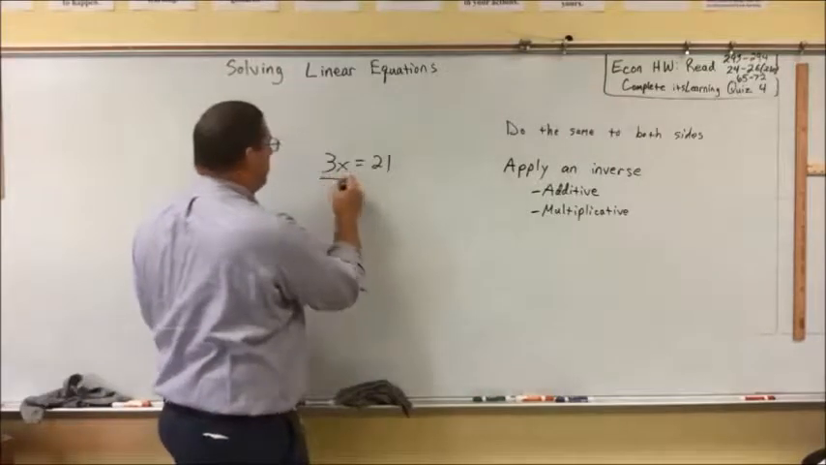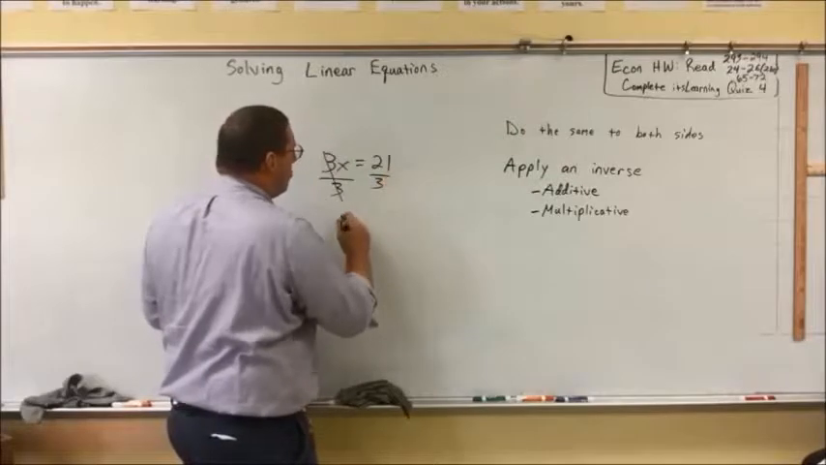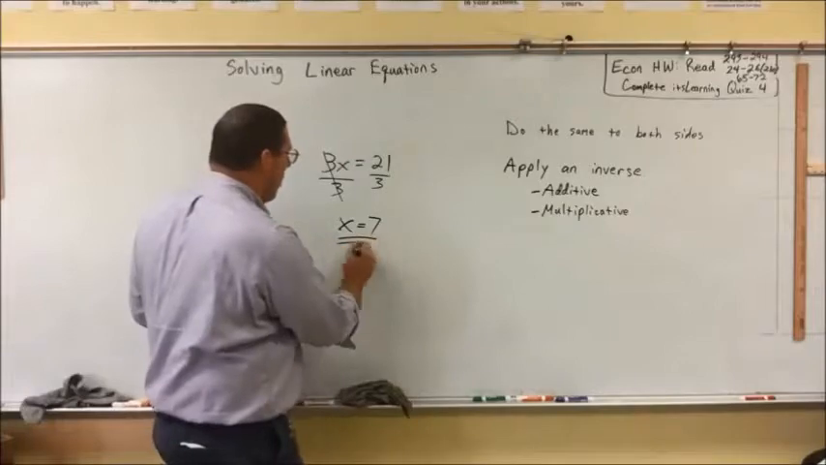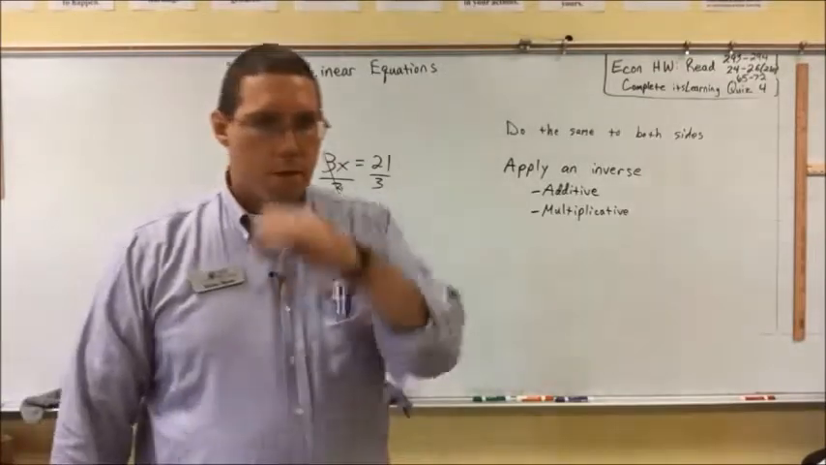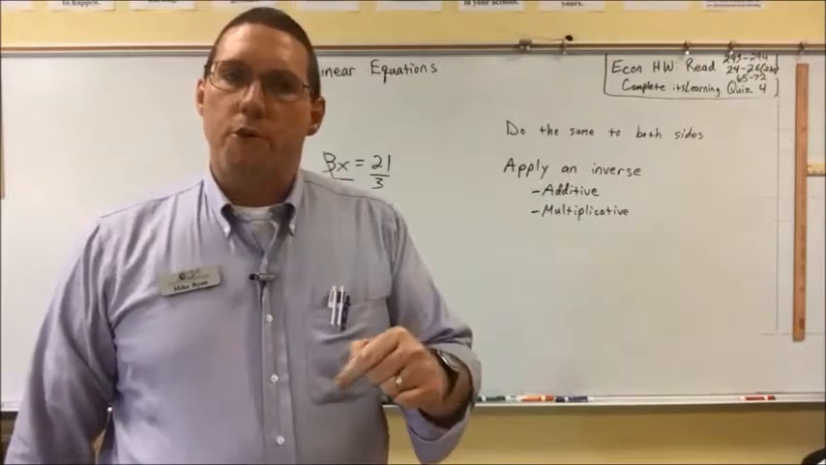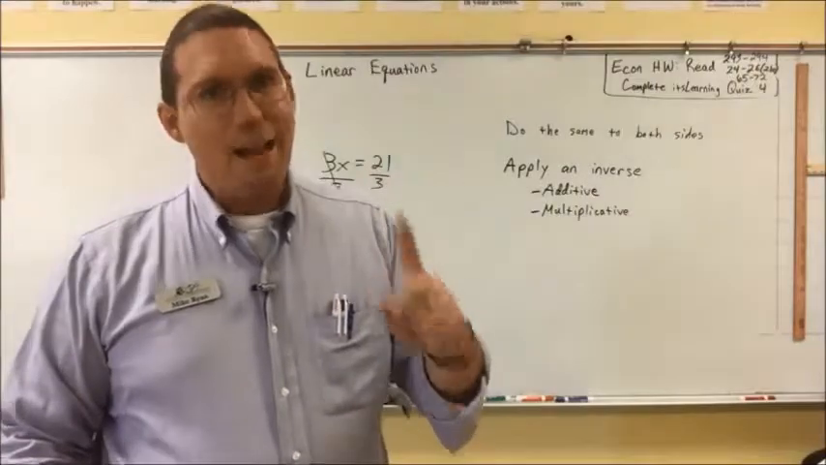So, if you see this problem, the best way to solve it is to just simply divide by 3 on both sides. But I want you to understand that when you do that, you are doing a multiplicative inverse. And the answer is 7. Okay? So, multiplicative inverse.